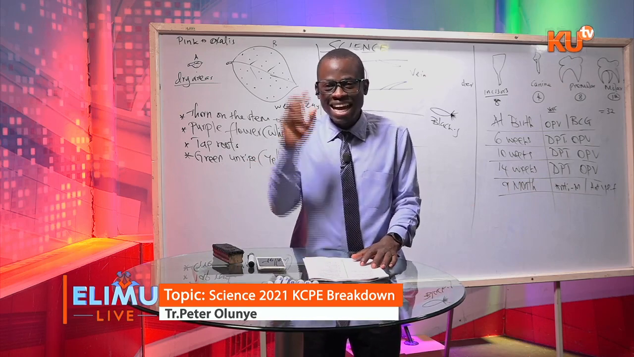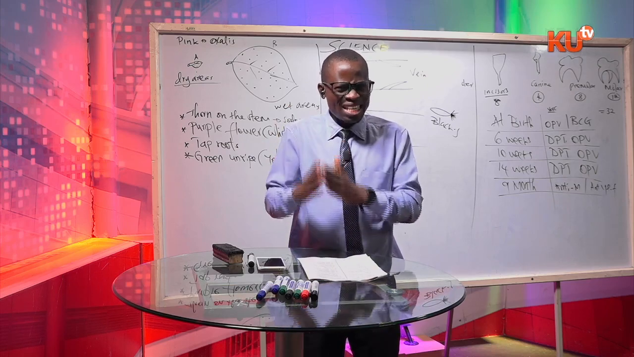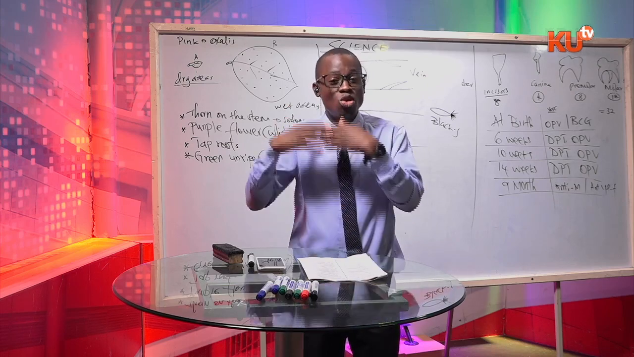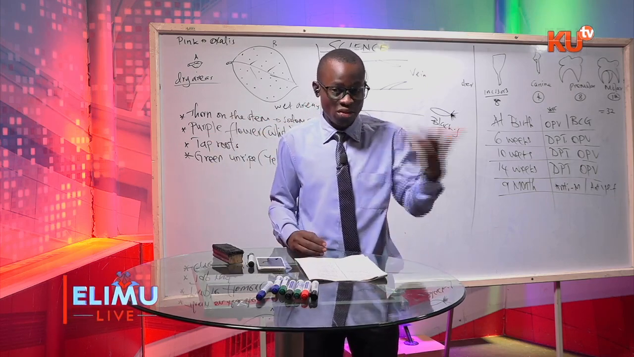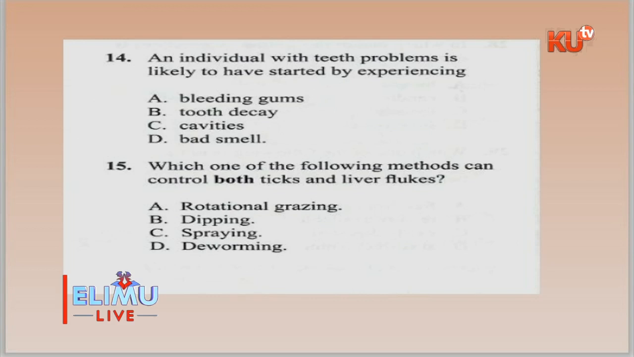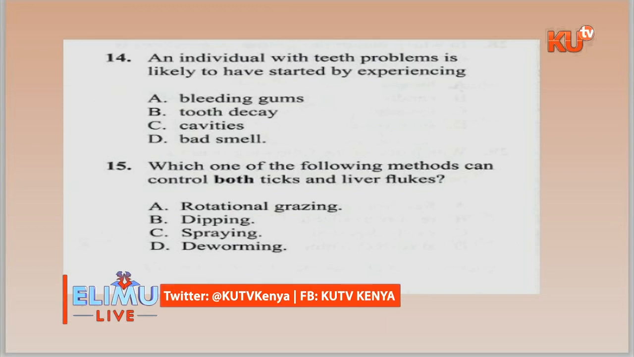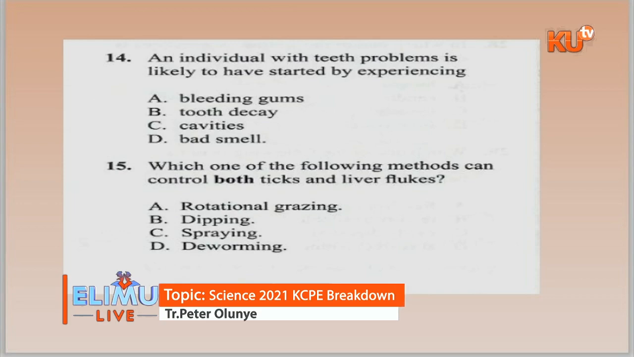Now, tick is an external parasite. Liver fluke is an internal parasite. Which kind of method are you going to use to control both the internal and the external parasite? So definitely, boys and girls, you know the answer. Rotational method of grazing. Remember, we talked about rotational method controlling both internal and external. So the correct answer, boys and girls, in this KCPE 2020 was rotational method of grazing. So the correct answer was choice A. But be very careful.